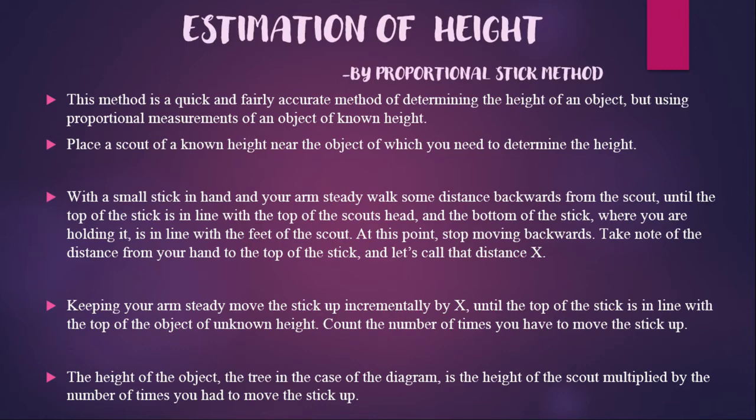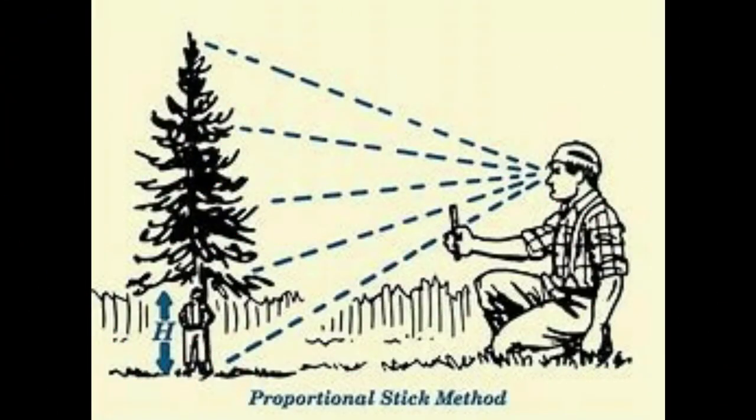Keeping your arm steady, move the stick up incrementally by x, until the top of the stick is in line with the top of the object of unknown height. Count the number of times you have to move the stick up. The height of the object, the tree in the case of the diagram, is the height of the scout multiplied by the number of times you had to move the stick up. The next picture will explain you in detail.